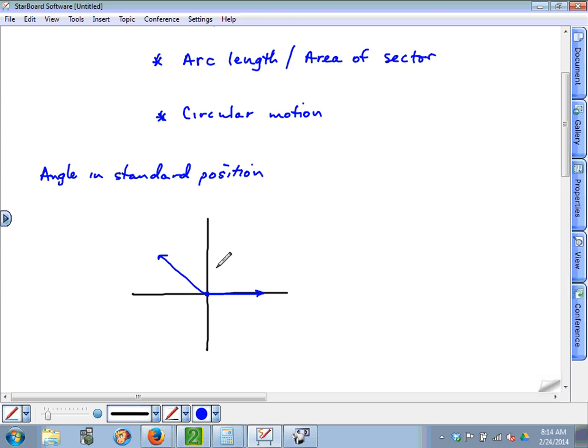Here's just a quick little bit of terminology. Not super important, but I will use these words, so you have to know what I'm talking about. This is called the initial side. Okay. The other side of the angle is called the terminal side.